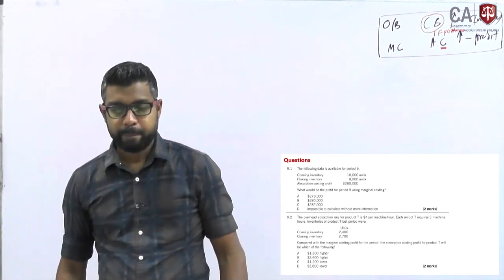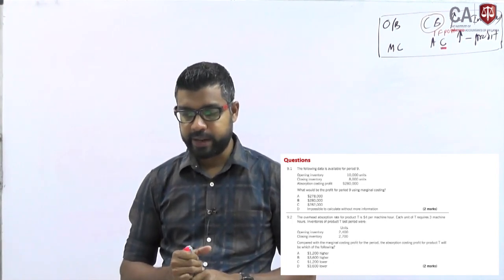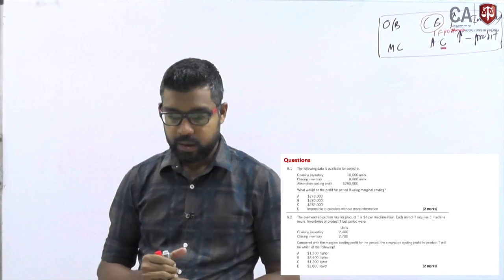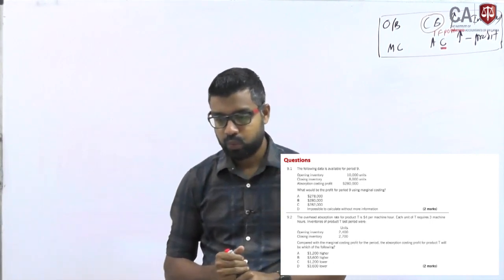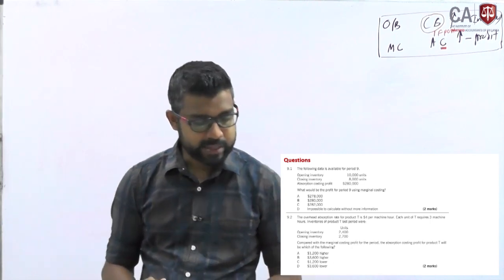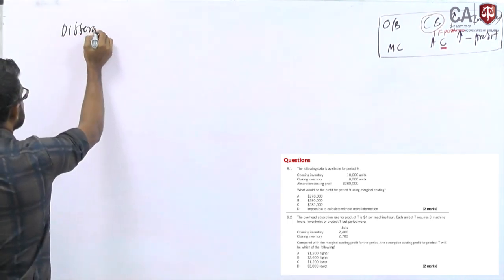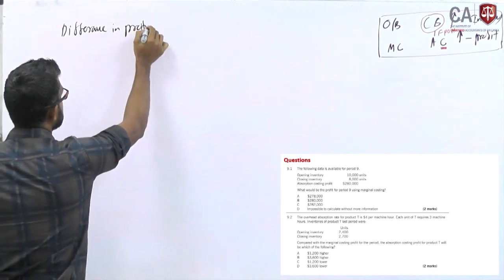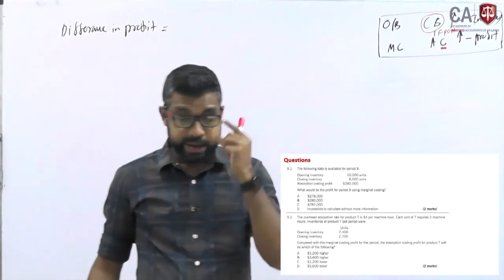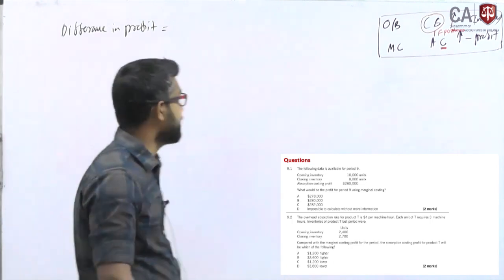The following data is available for period 9: opening inventory 10,000, closing inventory 8,000, absorption costing profit 280,000. What would be the profit for period 9 using marginal costing? Right? First you have to calculate the difference in profit. This is the first thing you need to calculate. The difference in profit equation is what? Formula is what? Change in activity level, inventory level.